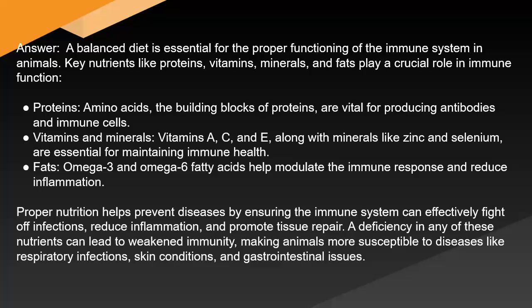Vitamins and minerals: vitamins A, C, and E, along with minerals like zinc and selenium, are essential for maintaining immune health. Fats: omega-3 and omega-6 fatty acids help modulate the immune response and reduce inflammation. Proper nutrition helps prevent diseases by ensuring the immune system can effectively fight off infections, reduce inflammation, and promote tissue repair. A deficiency in any of these nutrients can lead to weakened immunity, making animals more susceptible to diseases like respiratory infections, skin conditions, and gastrointestinal issues.